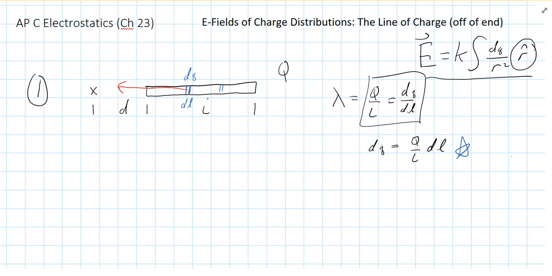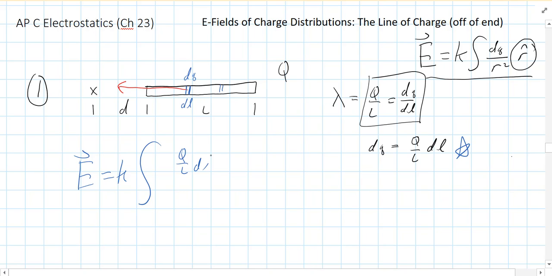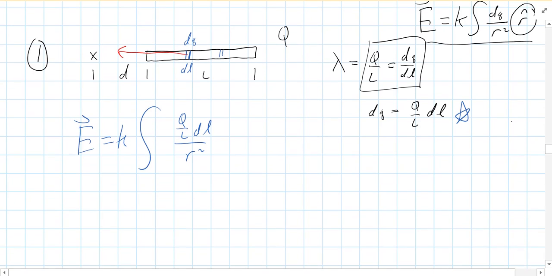Now, if you rewrite this equation without the r hat in it, you get E equals K, the integral. So dq is Q over L dL over r squared. So we are part of the way there. Now, people are anxious to integrate, but we're not ready to integrate yet. So here's a couple issues. The first issue is we still have two variables. They are not the same. So in order to integrate, we have to get this down to one variable. Secondly, we have to worry about our limits.